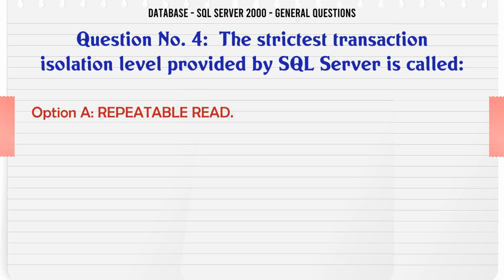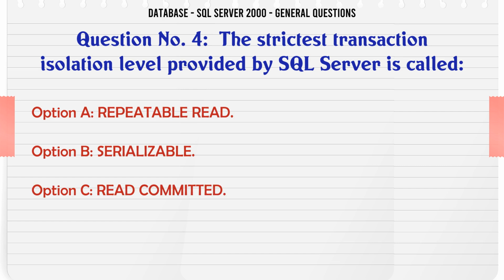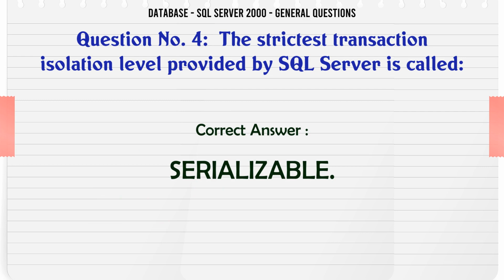The strictest transaction isolation level provided by SQL Server is called A. Repeatable read. B. Serializable. C. Read committed. D. Read uncommitted. The correct answer is serializable.